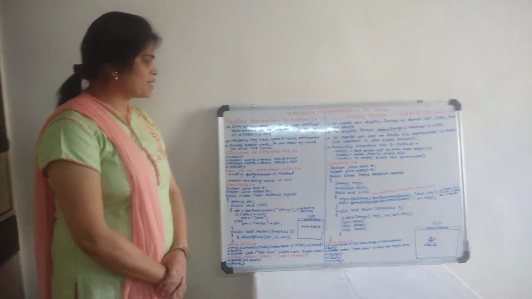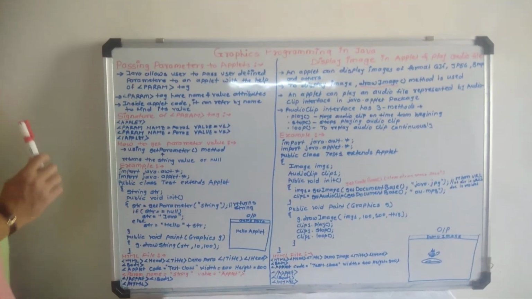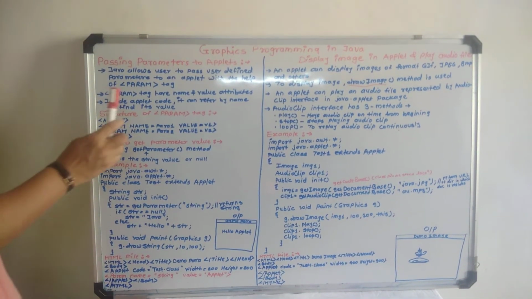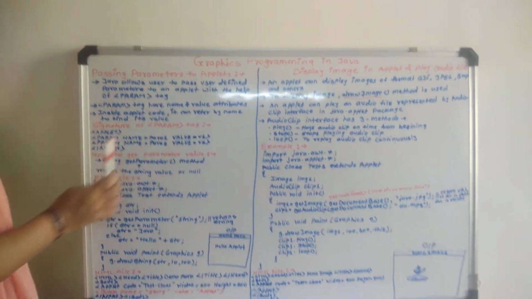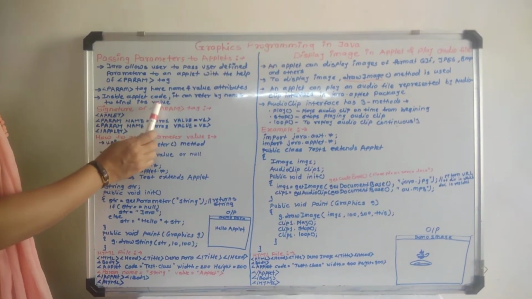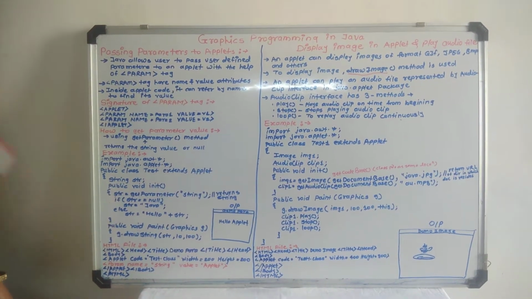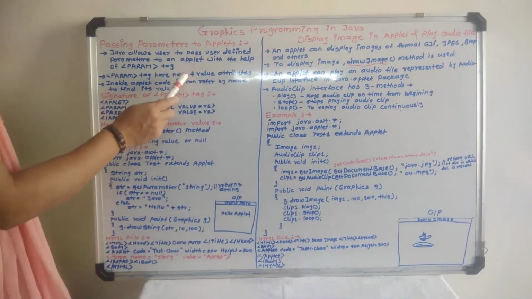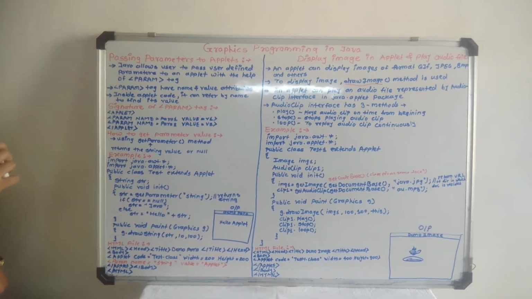Java allows the user to pass user-defined parameters to an applet with the help of the param tag. Please note this point: the param tag has two attributes, name and value. Inside the applet code, it can refer to the name to find its value. That means the first attribute is used for referring to the name, whereas the value is the associated value for that parameter. This is all about how we can pass the parameter to the applet.